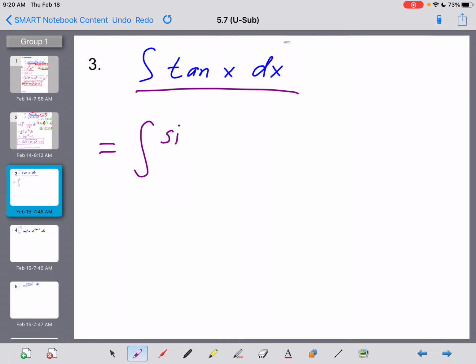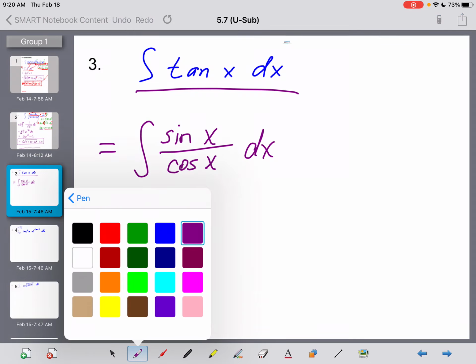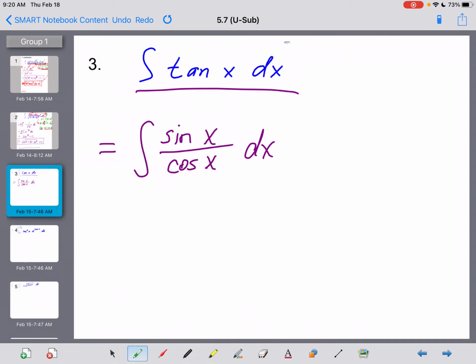The sine of x divided by the cosine of x. Usually you'd go in the opposite direction with this. You would change sine of x over cosine of x into tangent, but this actually suits our purposes here better, to write it as a quotient of sine of x over cosine of x. Now, do we have two distinct parts to the integrand? Yes. And is one of them the derivative of the other one? Yes. So the problem here becomes, which should we let u equal?